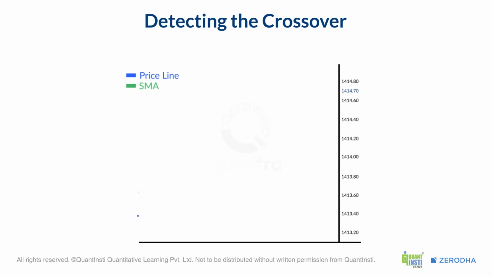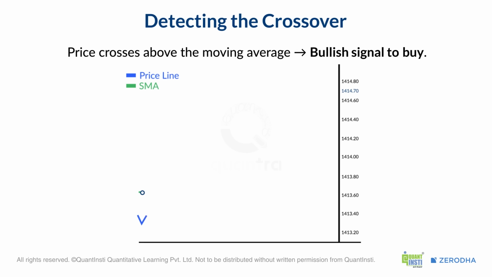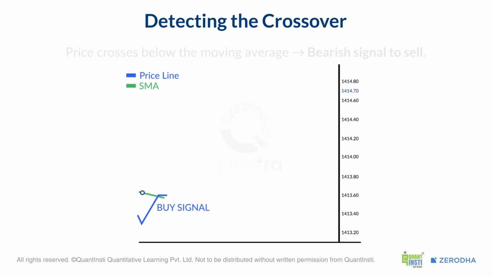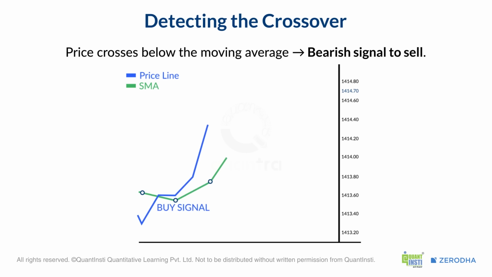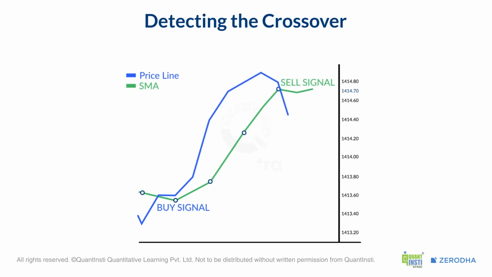The logic is simple. When the stock's price crosses from below the moving average to above it, it can be a bullish signal suggesting it's time to buy. When the price crosses from above the moving average to below it, it can be a bearish signal suggesting it's time to sell. We'll modify our script to detect these exact moments and print a clear buy signal or sell signal to the screen.